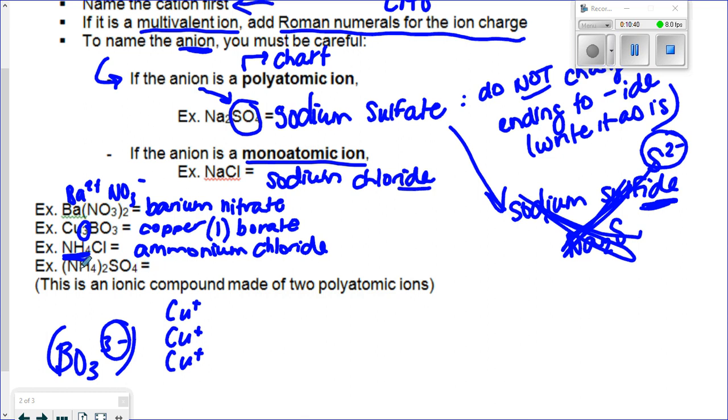Next one, our cation is polyatomic, but our anion is also polyatomic. So this one, you just name your cation, name your polyatomic anion. So that one would be ammonium, and SO4, peeking in your chart, is sulfate.